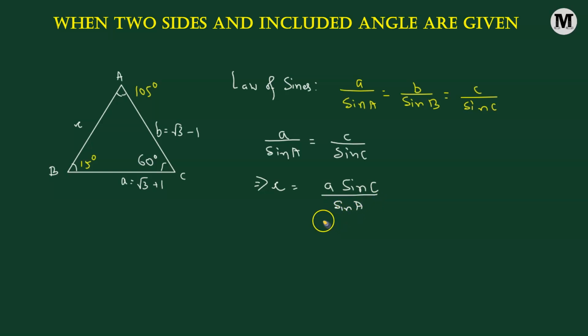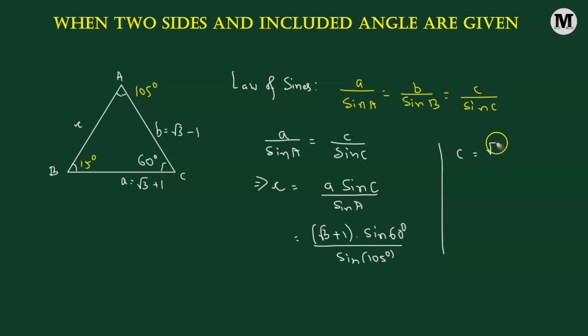Okay, so let's plug in the values here. a here is square root of 3 plus 1, multiplied by sine of angle C, so sine 60 degrees, divided by sine of angle A, which measures 105 degrees. Now our task will be to find the value of sine 105 degrees, because sine 60 degrees has a standard value of square root of 3 over 2. So let's note it down. We have c equals square root of 3 plus 1 multiplied by sine 60 degrees, that's square root of 3 over 2. Now let's find sine 105 degrees.